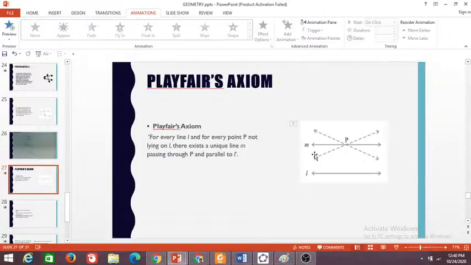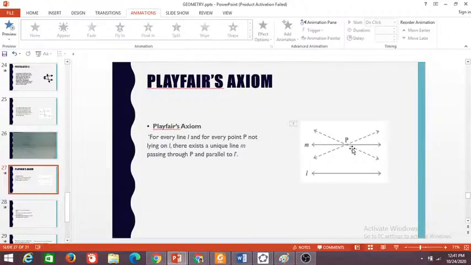So, in Playfair's axiom, what we saw was there is a line and there is a point. For every line L and for every point P which is not on the line L, there will be a unique line M passing through P and parallel to L.